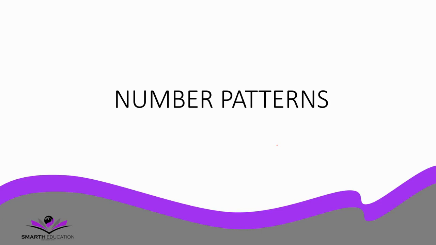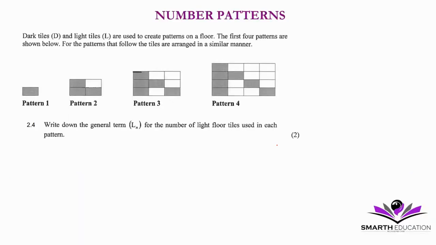Welcome back. Let's do question 4. Dark tiles D and light tiles L are used to create patterns on a floor. The first 4 patterns are shown below. For the patterns that follow, the tiles are arranged in a similar manner. Write down the general term Ln for the number of floor light tiles used in each pattern.